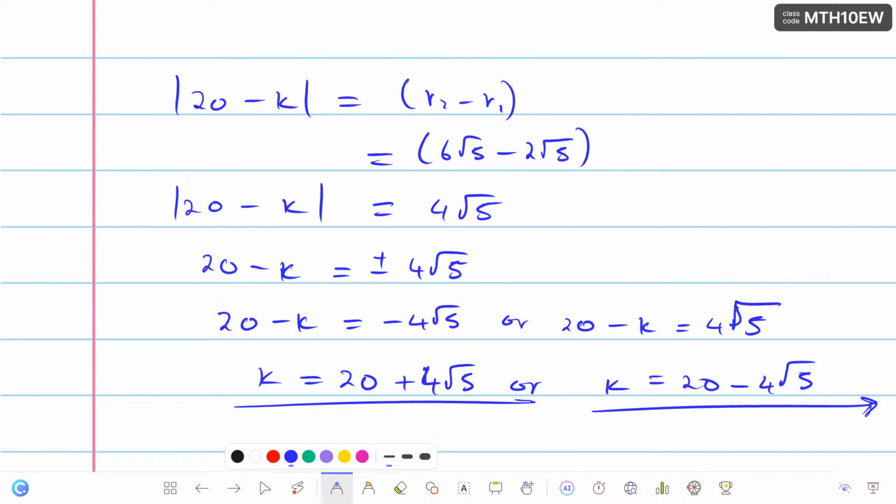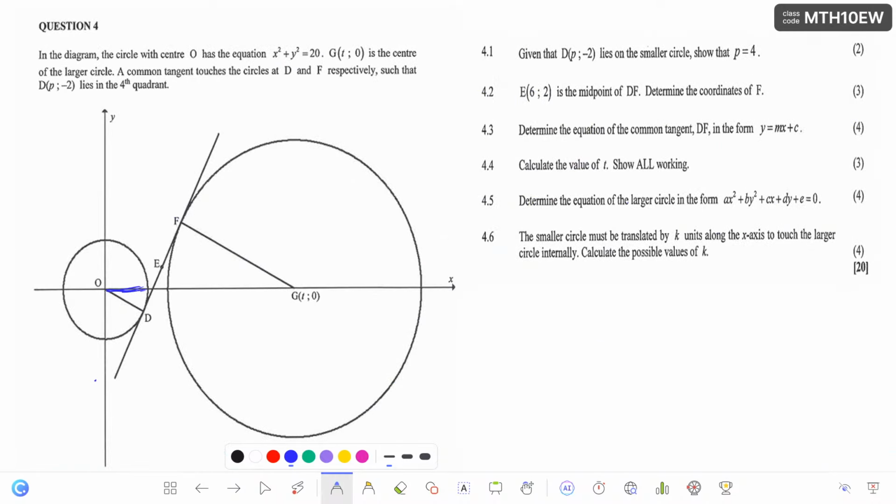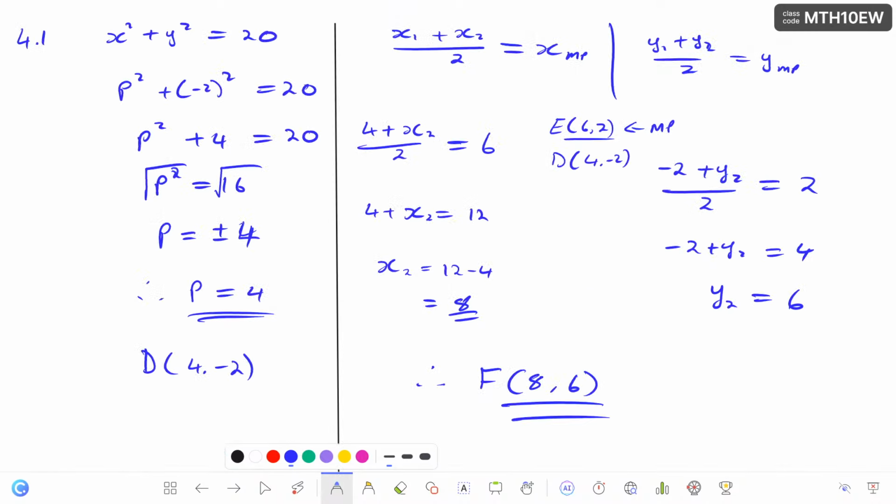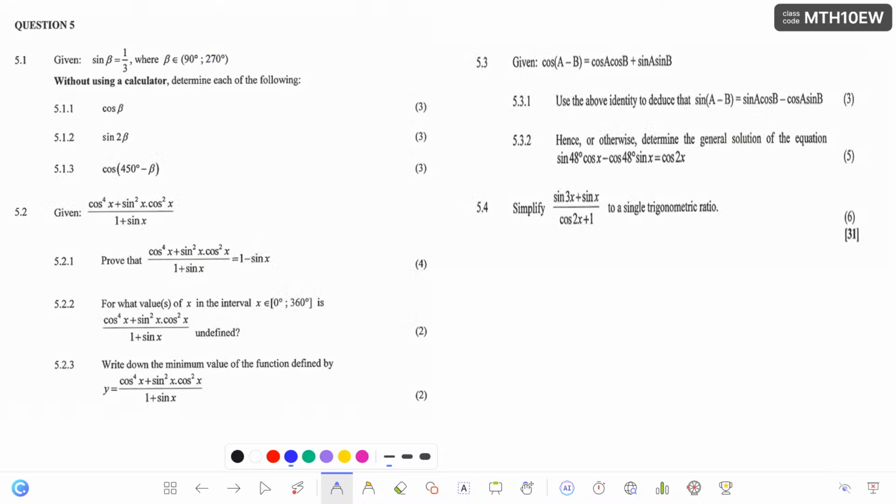So okay, we're done with this one. Guys, I will stop at question 5. I'll stop here for today. So let's try to solve this one, and after this one, that's where I will stop.